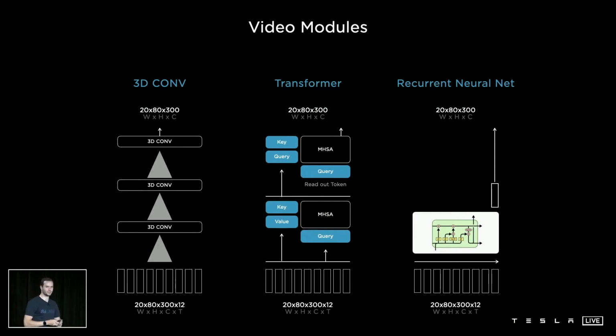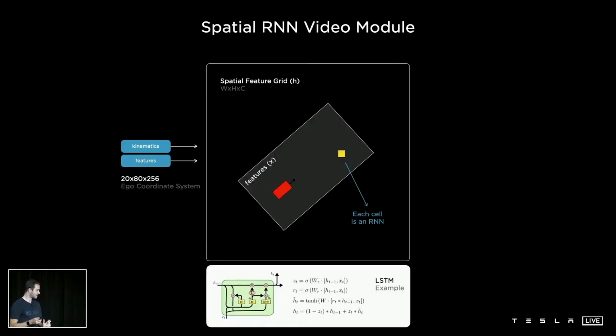Now, for the video module, we looked at a number of possibilities of how to fuse this information temporally. So we looked at three-dimensional convolutions, transformers, axial transformers in an effort to try to make them more efficient, recurrent neural networks of a large number of flavors. But the one that we actually like quite a bit, and I want to spend some time on, is a spatial recurrent neural network video module.